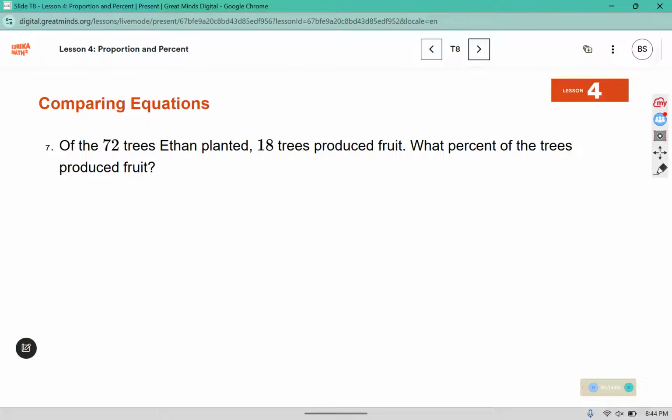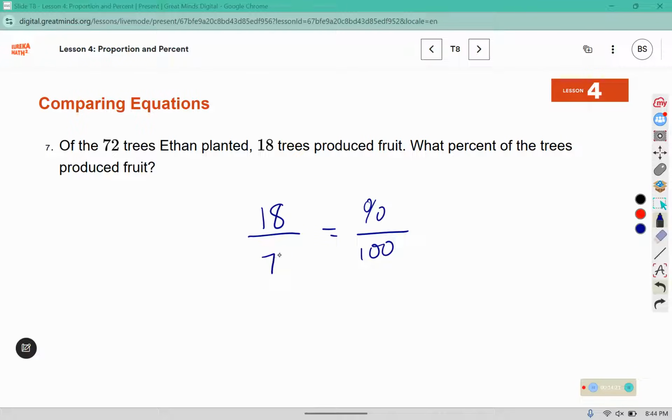In this one, I wasn't given the percent, so for this one, I will probably use the two fractions. Of the 72 trees Ethan planted, 18 trees produced fruit. So 18 is the part, 72 is the whole. Cross multiply and divide by 72. 18 times 100 is 1,800. Divide that by 72 gives us 25, so this is 25%.